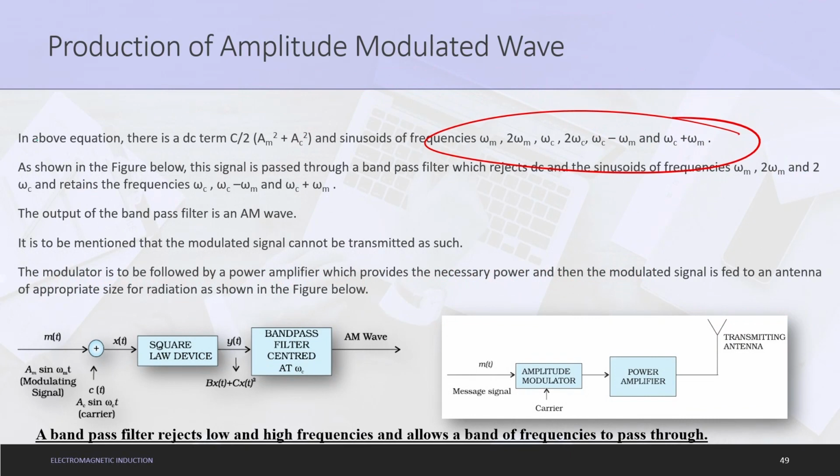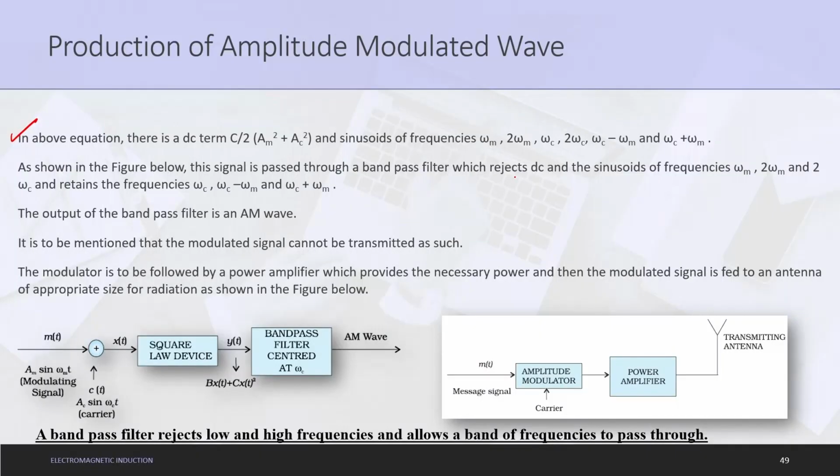So the first line is being explained clearly. What does it explain to you? In our equation there is a DC term, c by 2 into am square plus ac square, and sinusoids of frequencies omega m, 2 omega m, omega c, 2 omega c, omega c minus omega m and omega c plus omega m. Now, as shown in the figure below, this signal y of t is passed through a band pass filter which rejects DC, as in rejecting this term. Why was there a need to know the exact terms? We need to understand what the band pass filter rejects.